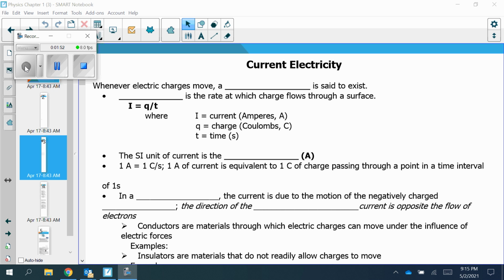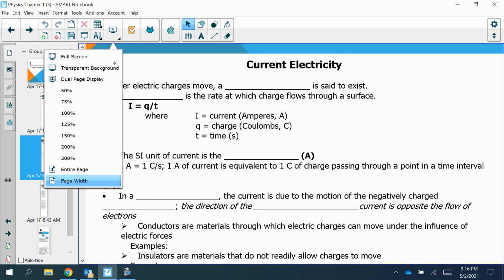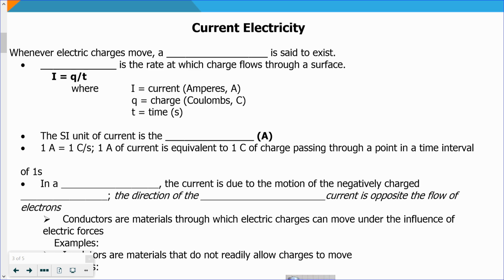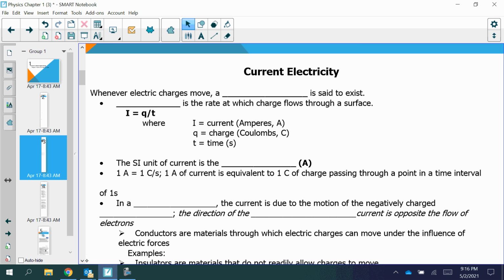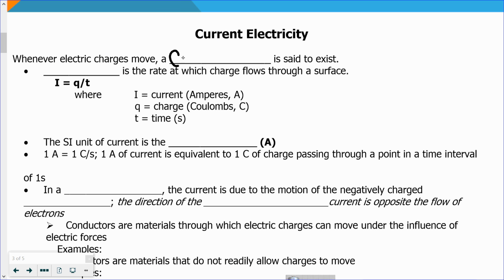So, current electricity. This will relate back to some of the electrical field stuff that we saw in the fields portion, and we'll see how it ties to the next couple of lessons as well. Whenever electric charges move, a current is said to exist.